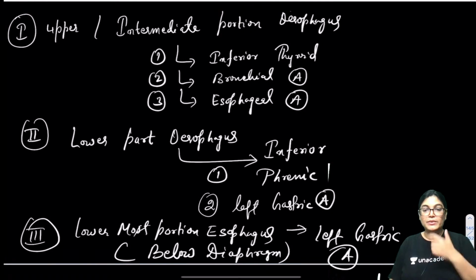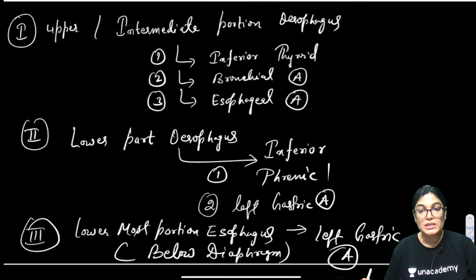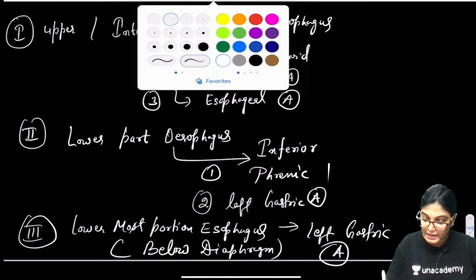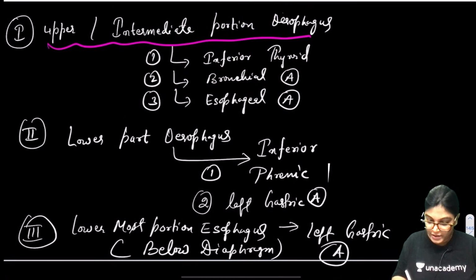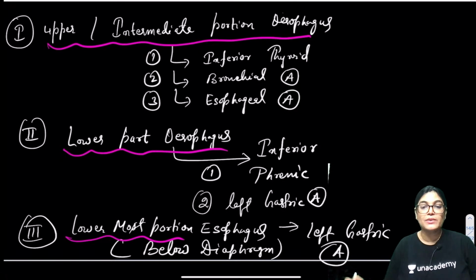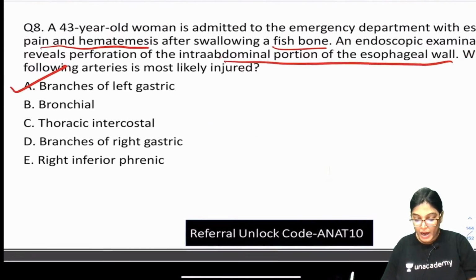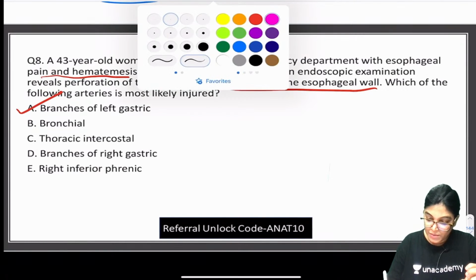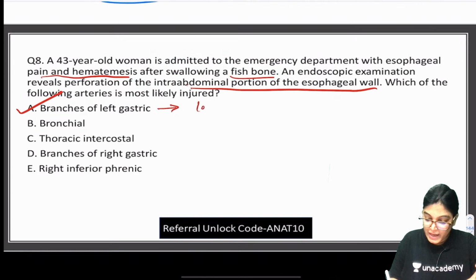This is the reason left gastric artery is the right answer, because in this MCQ the lowermost portion of the esophagus was injured and involved. Please do revise the arterial supply of all the 3 parts of the esophagus: lower, lowermost, and upper and intermediate. The sources I have written will help you approach the right answer. So I have marked the right answer as the branch of left gastric artery, because a branch of left gastric artery supplies the lowermost portion of the esophagus.